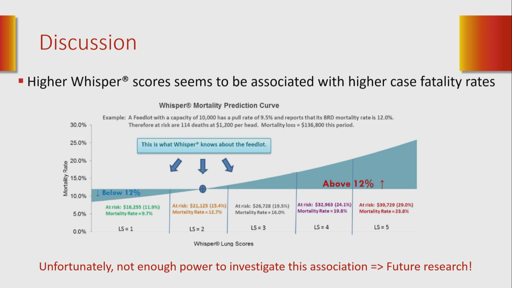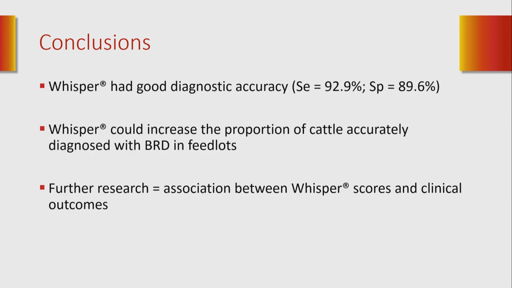But if you were there also on Monday afternoon, Dr. Lowe showed that there seems to be a very good association with higher score and higher mortality. So in summary of this short presentation, the whisper had a good diagnostic accuracy, albeit wide credible interval. Its use can significantly increase the number of cattle that are accurately diagnosed with BRD. And now further research should be conducted to investigate the association of whisper score and clinical outcome, and also determine how the stethoscope will change our way to manage BRD in feedlot cattle.